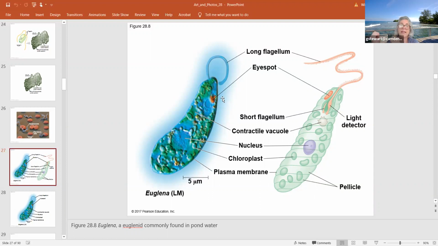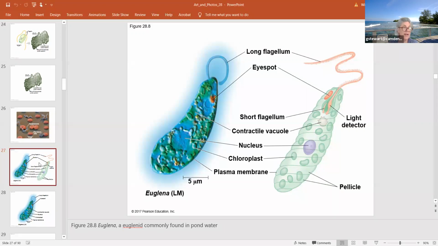I mentioned the chloroplast, and then you can see what we call a pellicle, which is almost like a thin rope that's wrapped around in protein bands in this sort of circular pattern around the euglena. It helps give it some structure and rigidity. Most of the time under the microscope, you can only see the long flagella, but they do have two flagella, a long one and a short one.